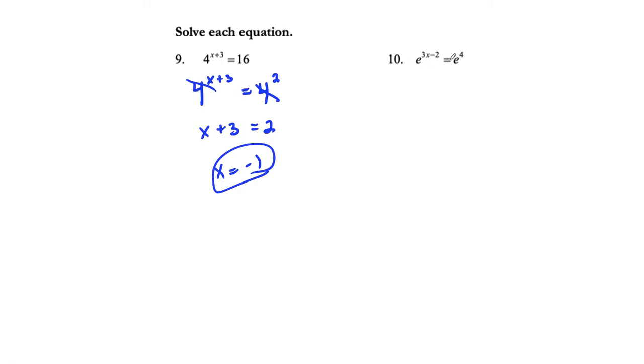Next one, number 10, really easy again. One-to-one property: I take a look at both sides of the equal sign. They both have the same base, so I'm going to ignore those. That gives me 3x minus 2 is equal to 4. Add 2 to both sides, so I get 3x is equal to 6. Divide both sides by 3, so x is equal to 2. Any problem that involves the one-to-one property is a problem that you do not want to miss. That should be some easy points on your test. So look for opportunities to use that one-to-one property.